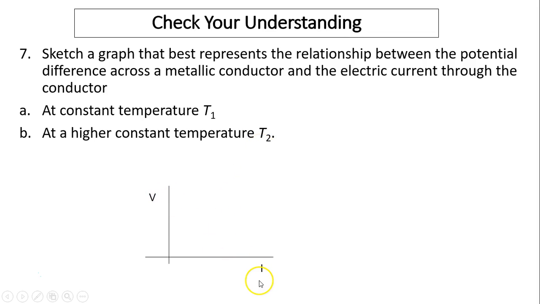We know in a V versus I graph, slope is the resistance. So T2 must have a higher slope than T1. So here, if this is T1, T2 has to be like that, has higher slope.